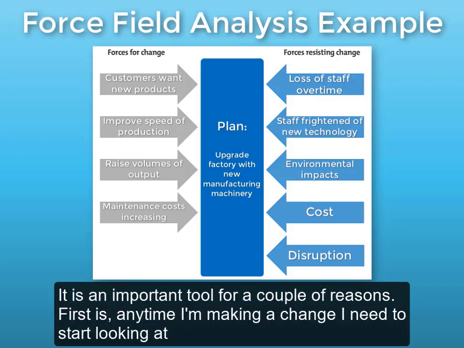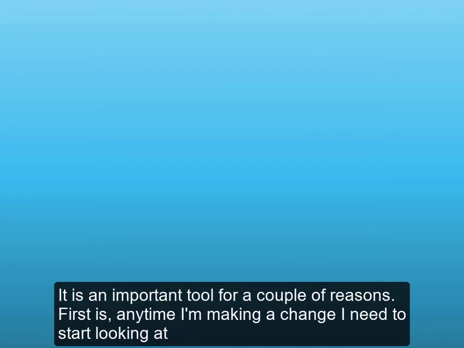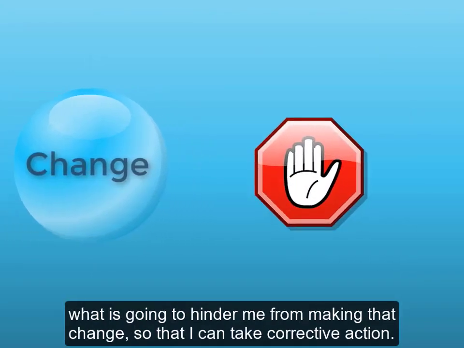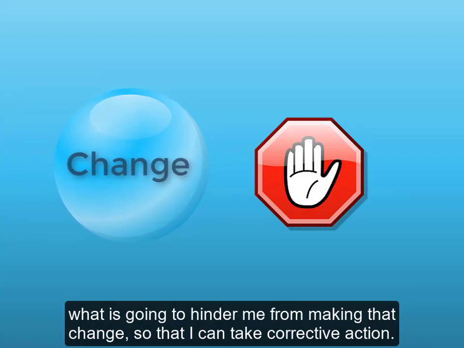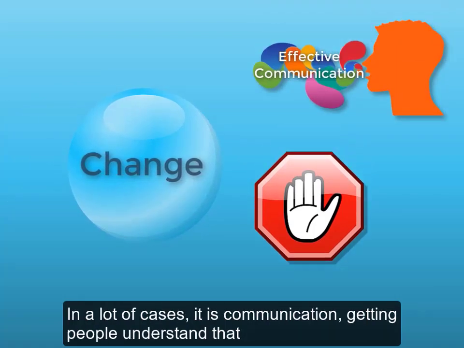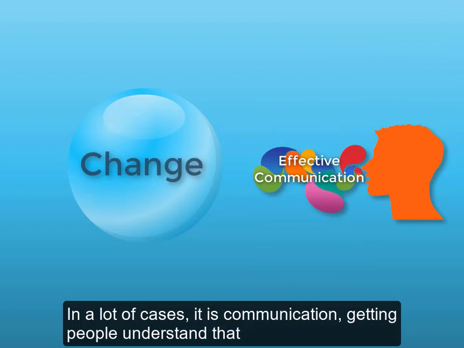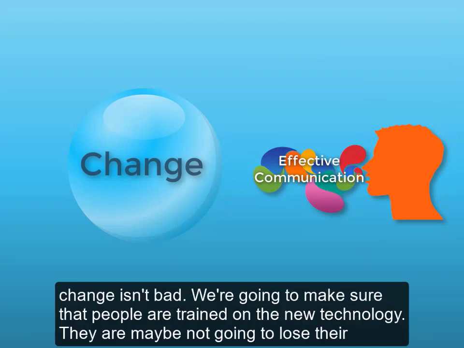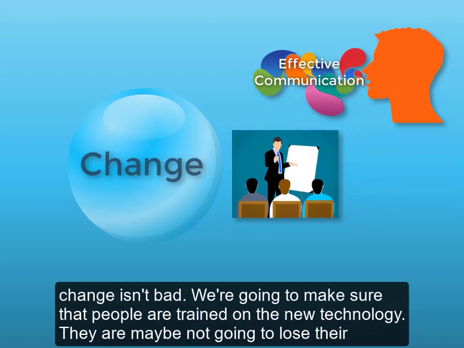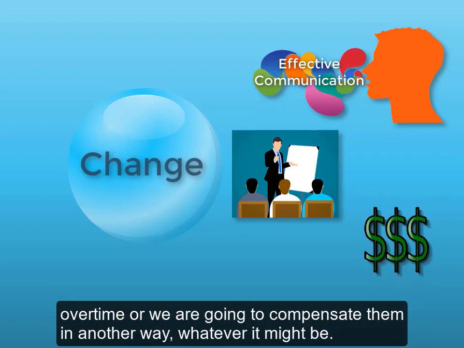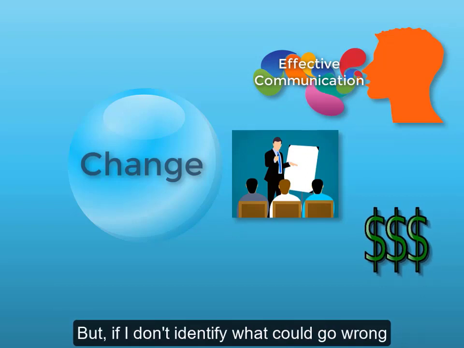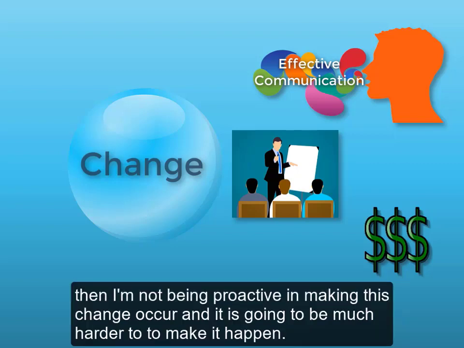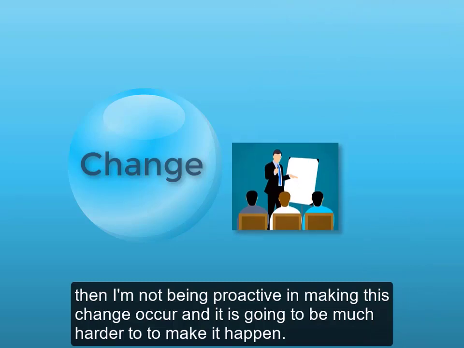It's an important tool for a couple of reasons. First is, anytime I'm making a change, I need to start looking at what's going to hinder me from making that change so that I can take corrective action. And in a lot of cases, it's communication, getting people to understand that change isn't bad. We're going to make sure that people are trained on the new technology. They're maybe not going to lose their overtime, or we're going to compensate them in another way, whatever it might be. But if I don't identify what could go wrong, then I'm not being proactive in making the change occur, and it's going to be much harder to make it happen.